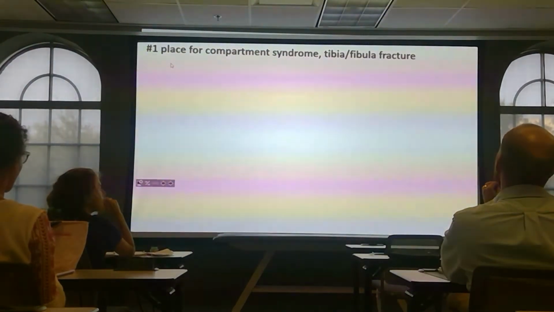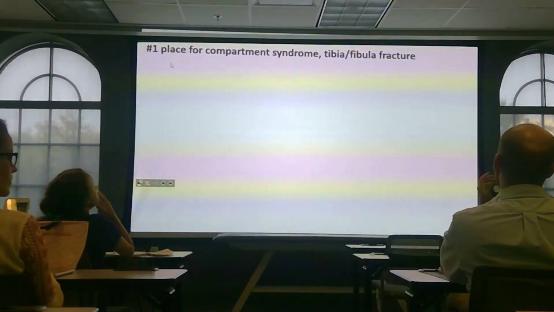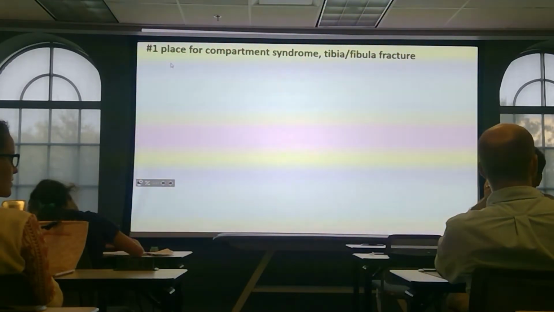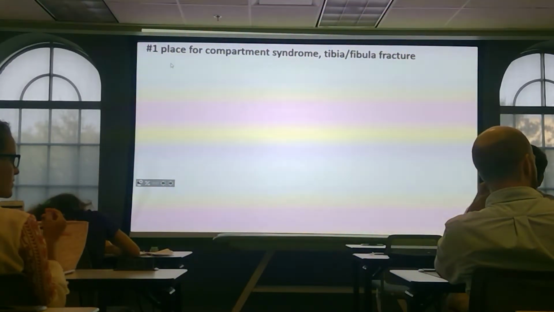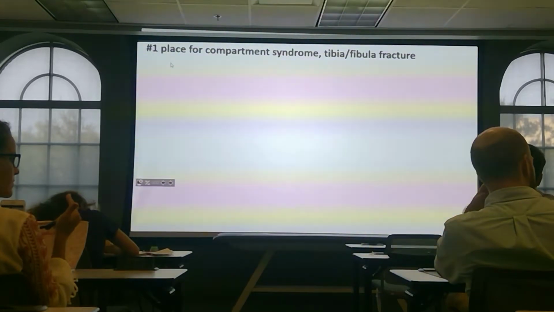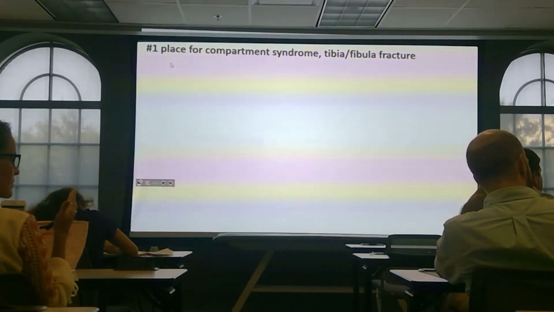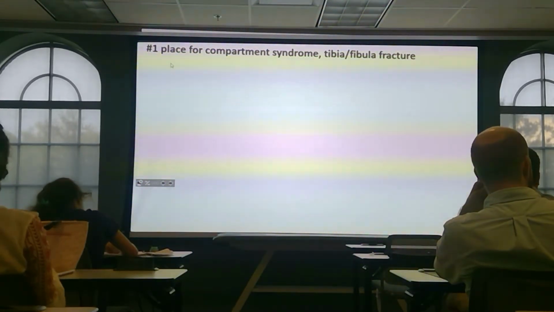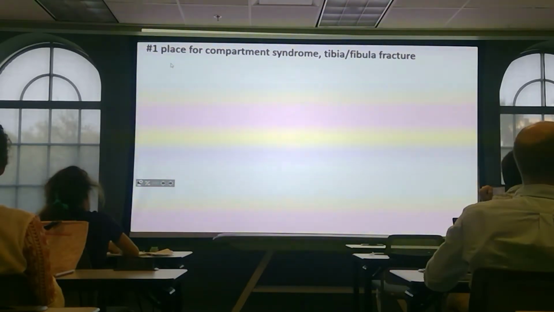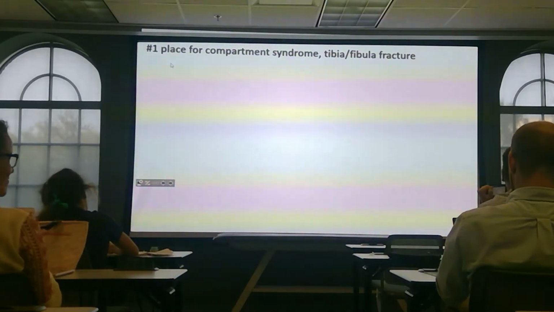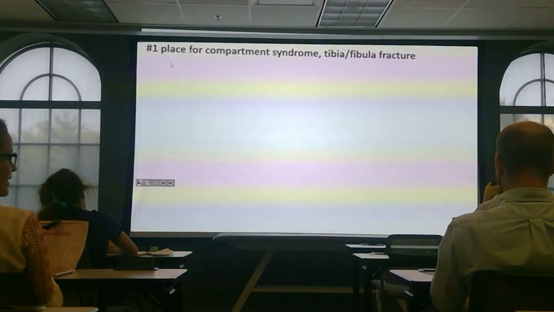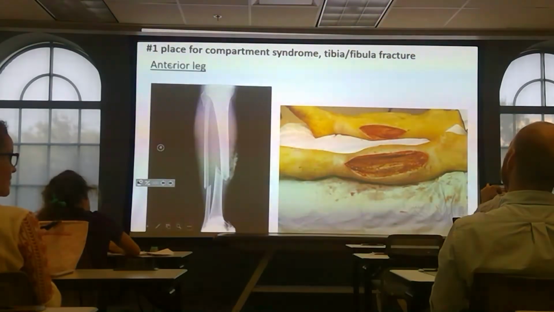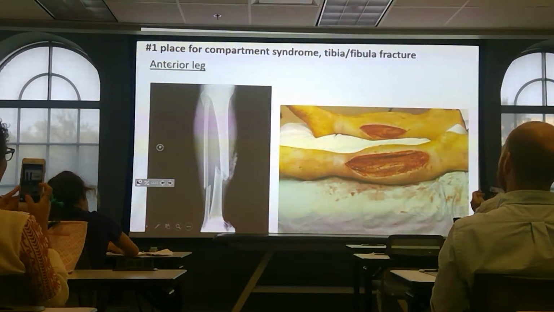Number one place for compartment syndrome. Tell me the P's for compartment syndrome. We talked about this today. Pain, purple or pallor, good. Paralysis, pulselessness, and poikilothermia. Very good. Poikilotherms are your sweet little cold-blooded animals. We love them too. So this is going to be for a tib-fib fracture.